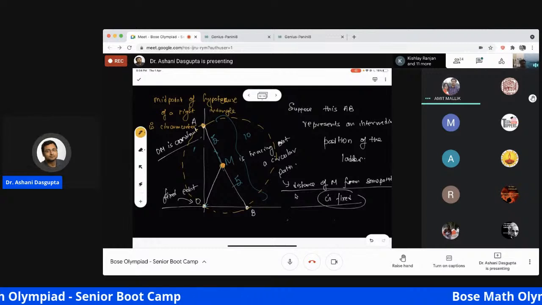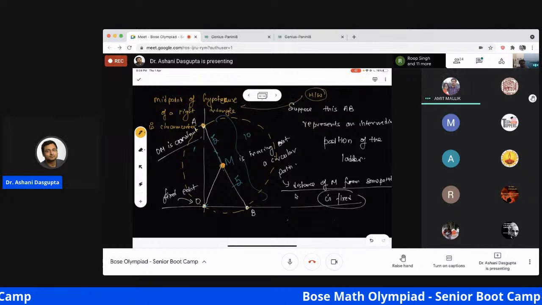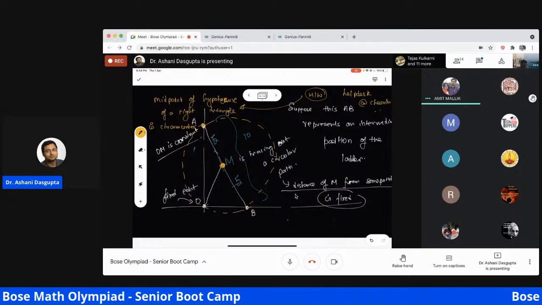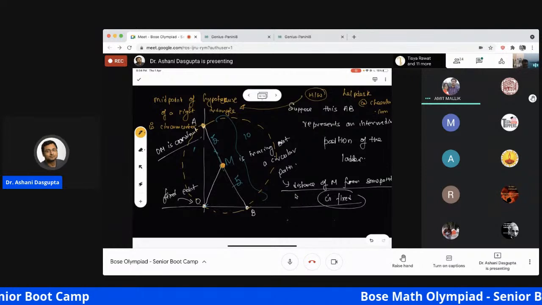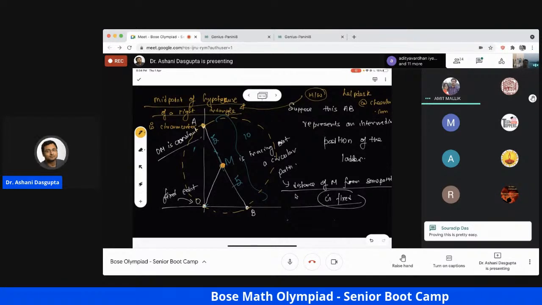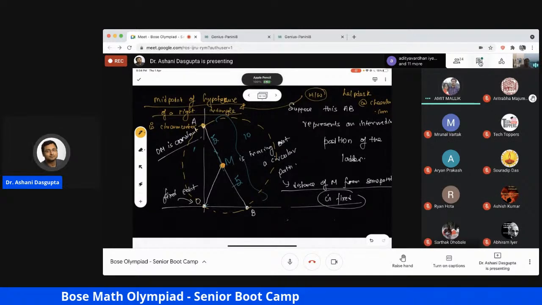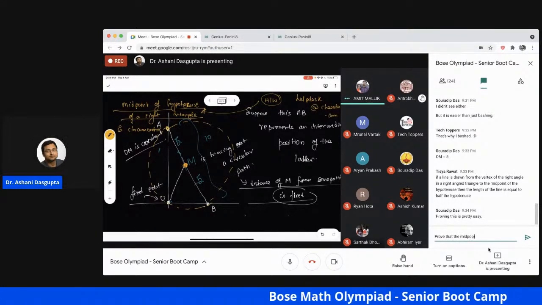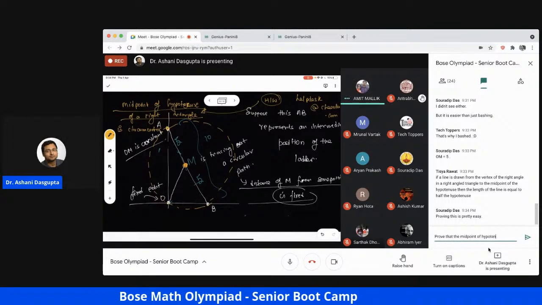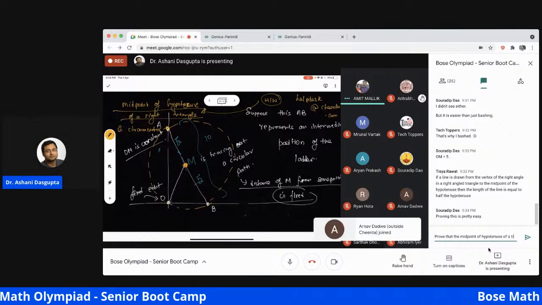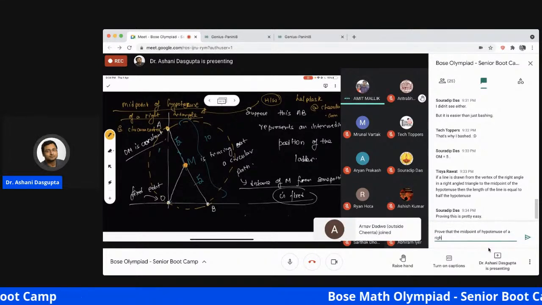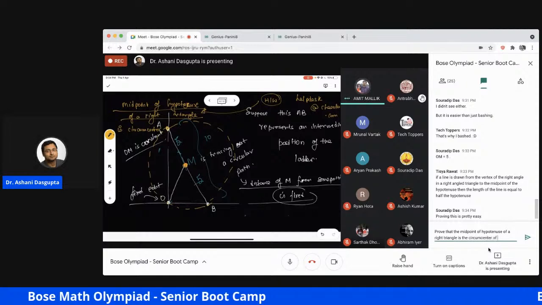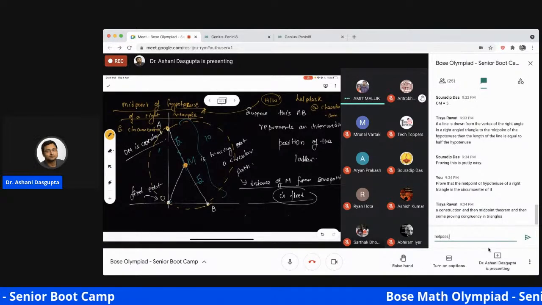This is a homework. If you have not done this before, show that as a homework and you can submit it to helpdesk@cheenta.com. So what do we have to do? Prove that the midpoint of the hypotenuse of a right triangle is the circumcenter of the triangle. If you have done it, you don't have to do it again. You can send it to me at helpdesk@cheenta.com.